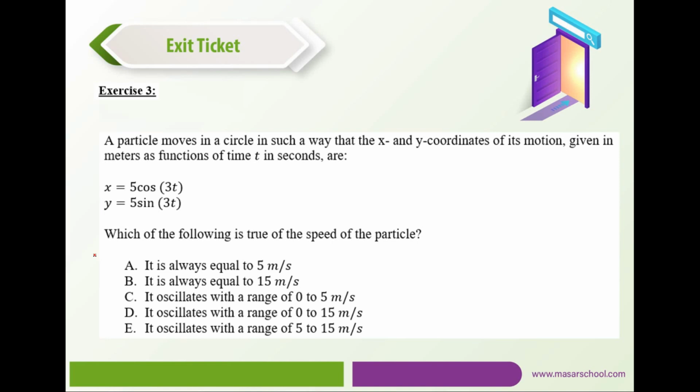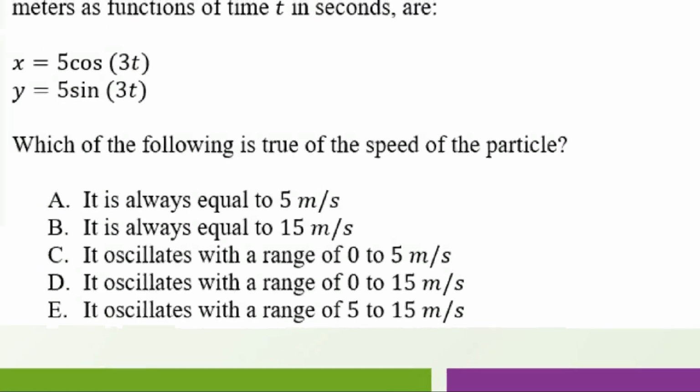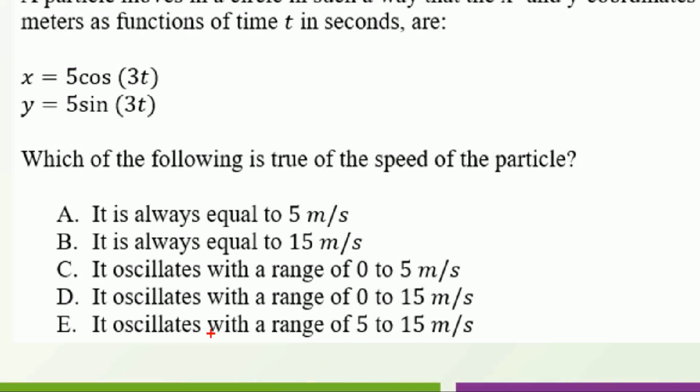Now exercise 3, which is the exit ticket of today's video. A particle moves in a circle in such a way that the x and y coordinates of its motion, given in meters as a function of time, are as shown. We have x and y. Which of the following is true about the speed of the particle? So here we have combined motion in a two-dimensional plane. If we're talking about the speed, we need the velocity along the x-axis and the velocity along the y-axis, and combine them together using the Pythagorean sum.